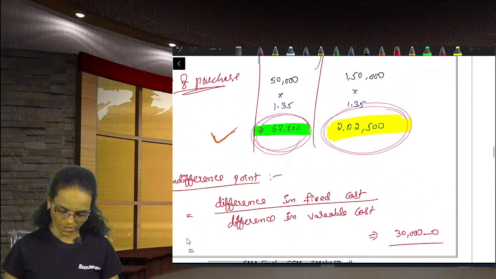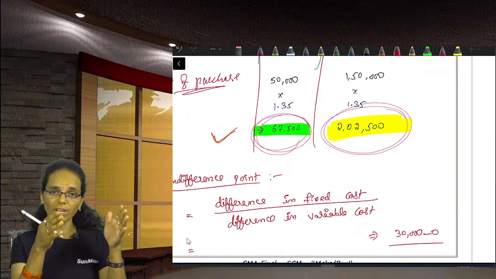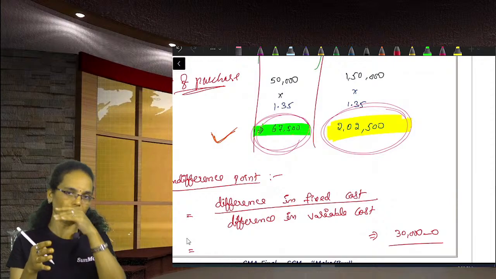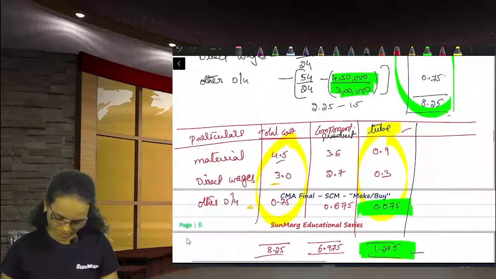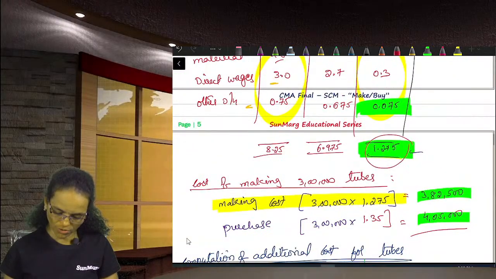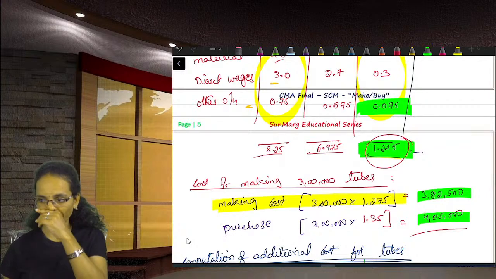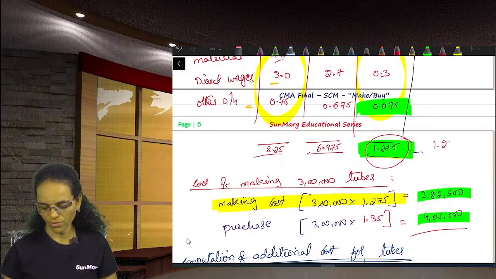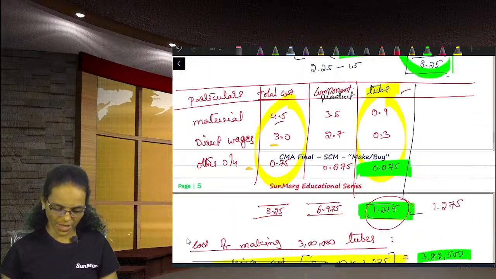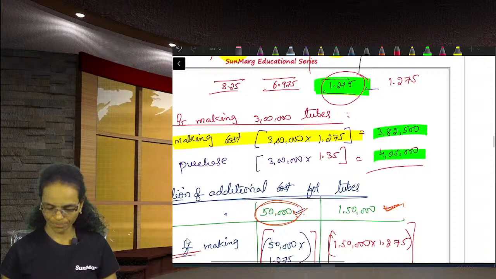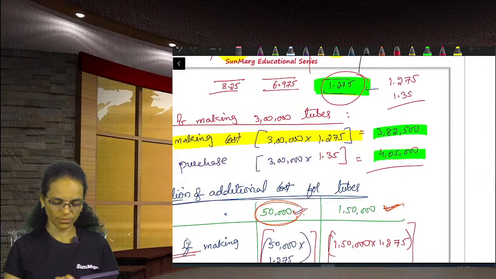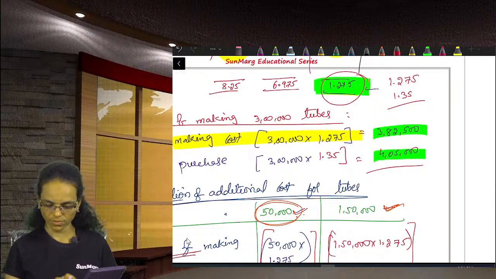Difference in variable cost: if you manufacture in-house, what is the variable cost you are incurring? If you purchase from the external party, what is the cost you are incurring? If it is in-house, you are incurring 1.275. If it is from the external party, you are incurring 1.35. The difference between these two is 0.08.